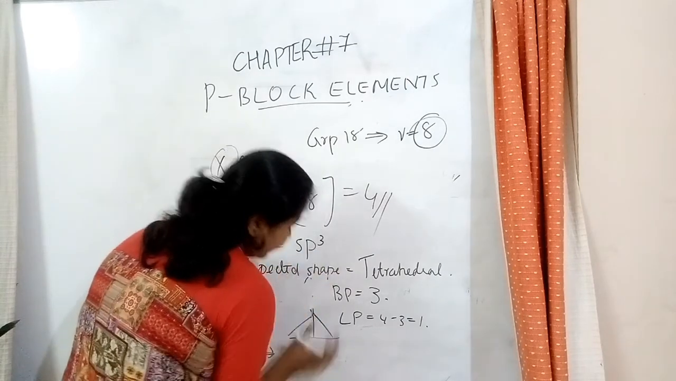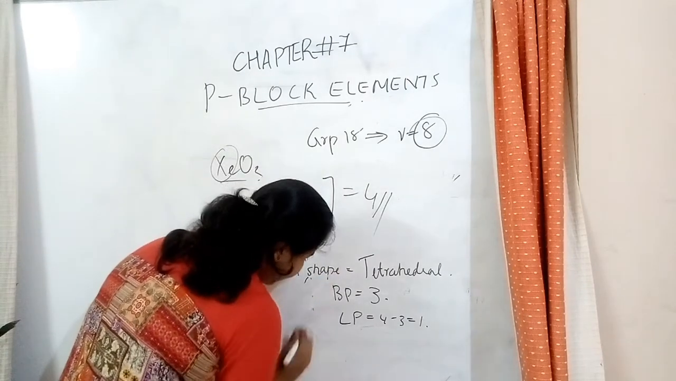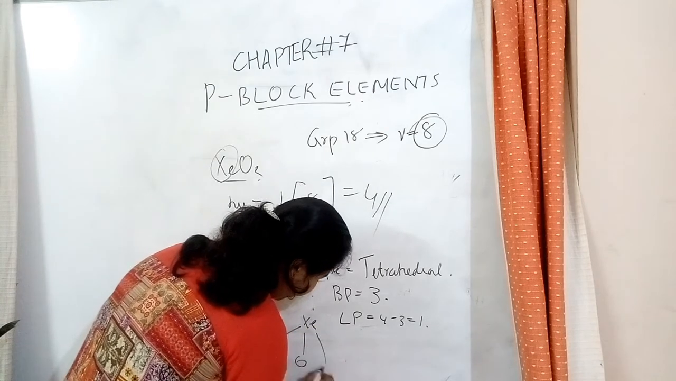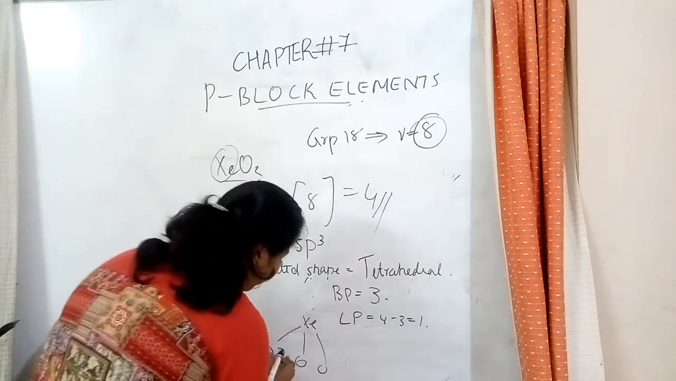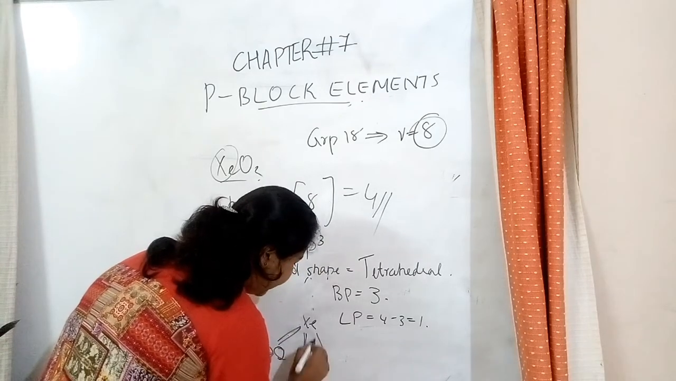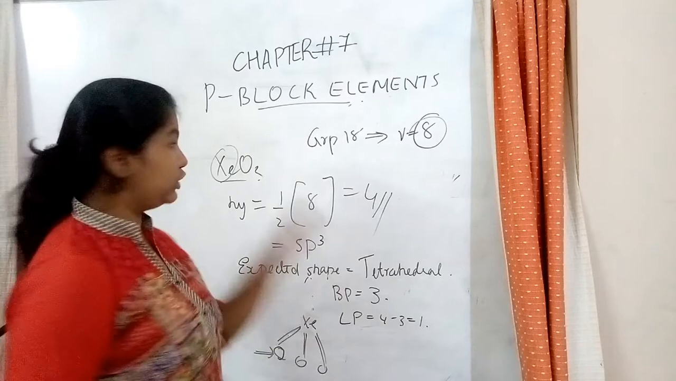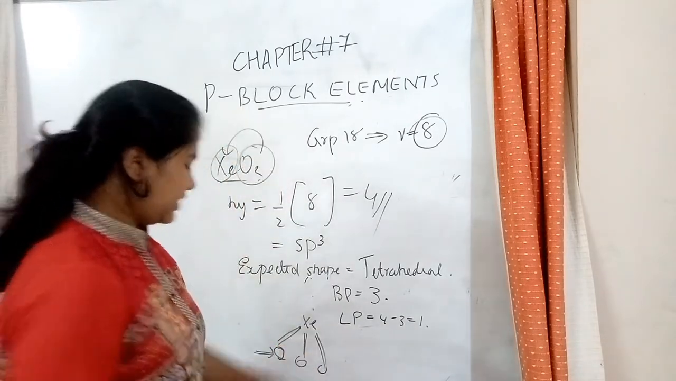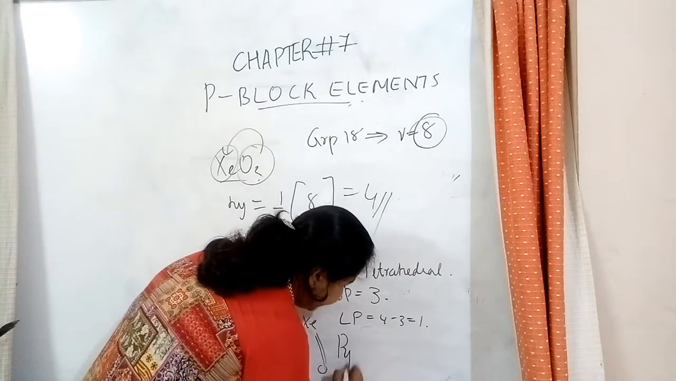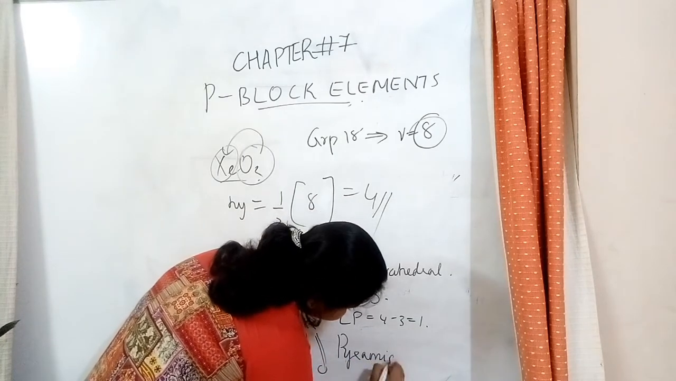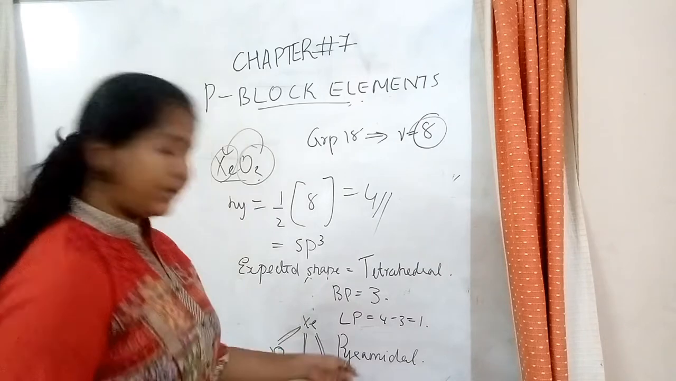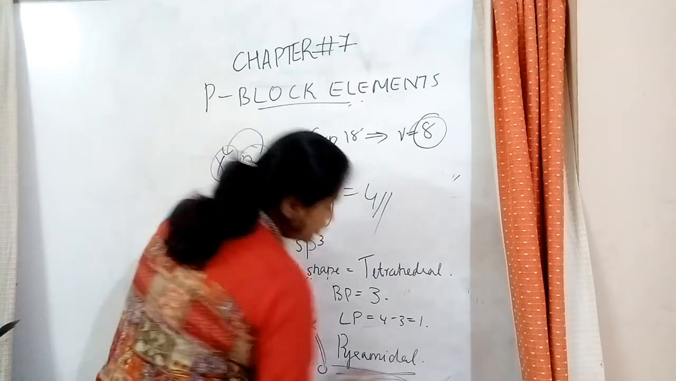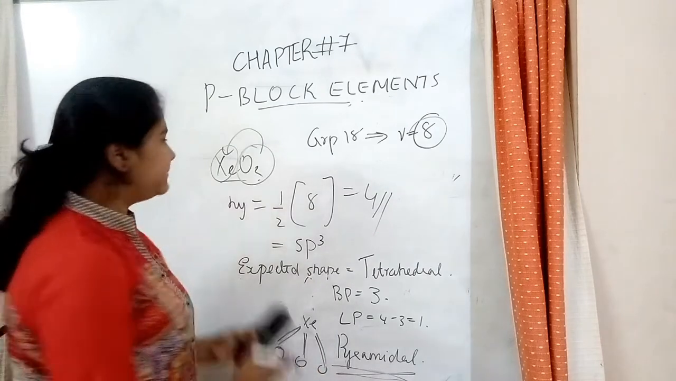This would be removed because I'm just drawing it again. This is Xe, 1, 2, 3. Over here, this is O, O, O. And what do you have to have? A double bond. I told you we have to have a double bond when oxygen comes with the central atom. So this is the structure, and this is known as pyramidal structure. So XeO3 has a pyramidal shape. So the obtained shape is pyramidal.